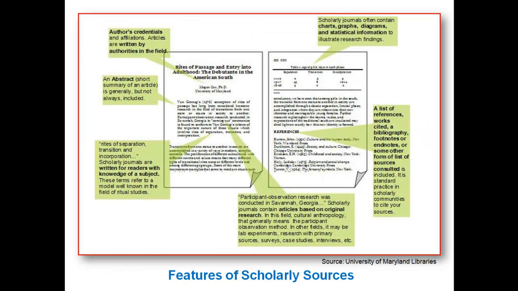What are some features of a scholarly article? Well, you generally notice that the author's credentials are given at the beginning of the article or sometimes at the end. It most often begins with an abstract. It contains language that is subject-specific. It has a list of references, a works cited, a bibliography, footnotes or endnotes, or some other form of list of sources at the end. And they often contain charts, graphs, and diagrams to illustrate research findings.